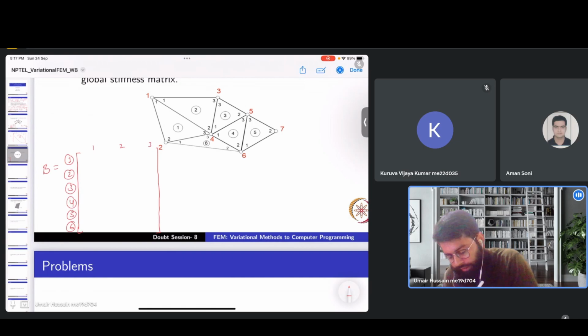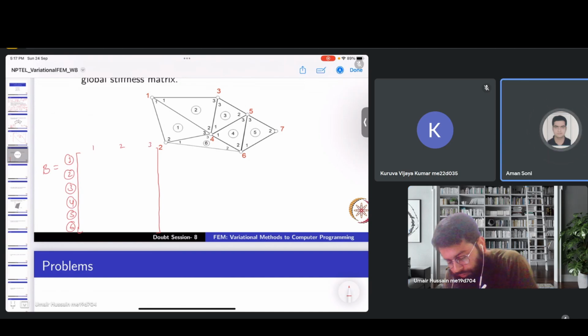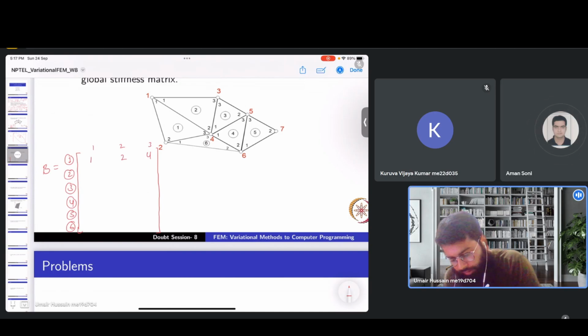Can we just quickly write each entry for each row? For element 1, it should be 2, 4. I'll just quickly write it, you verify. For element 2 we have 1, 4, 3. For element 3, 4, 5, 3. No, it's not 3, 4, 5. It's 4, 5, 3, it is 4, 5, 3.